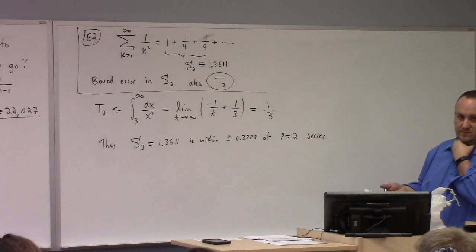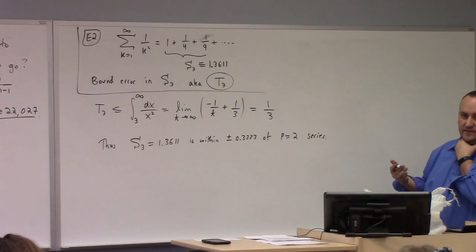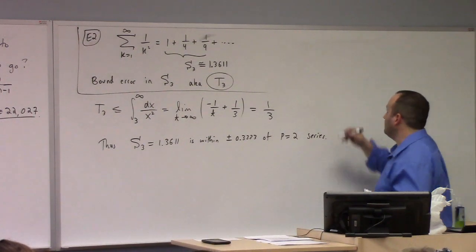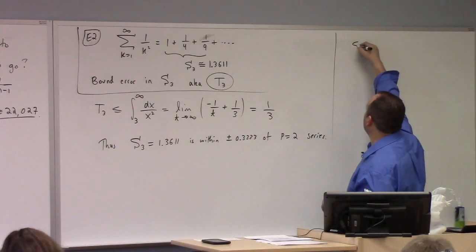Since we've done this much, let's figure out what the error in the fourth partial sum would be. What would S4 be?